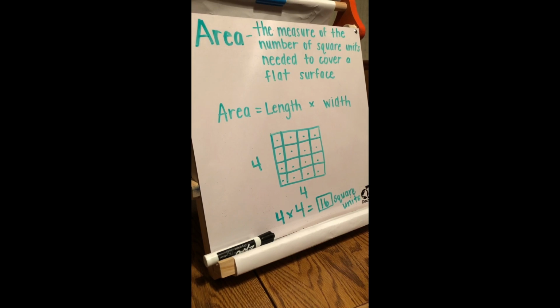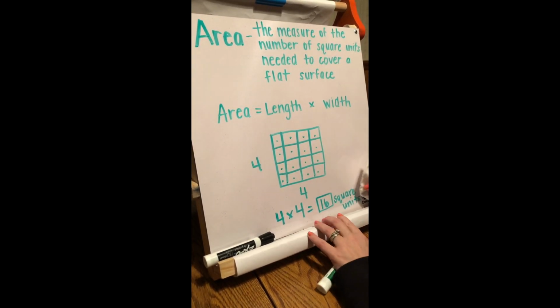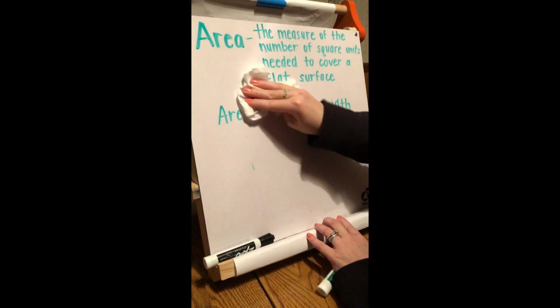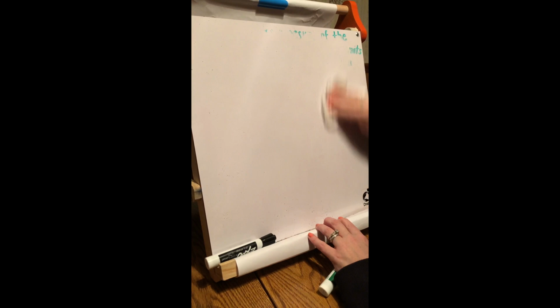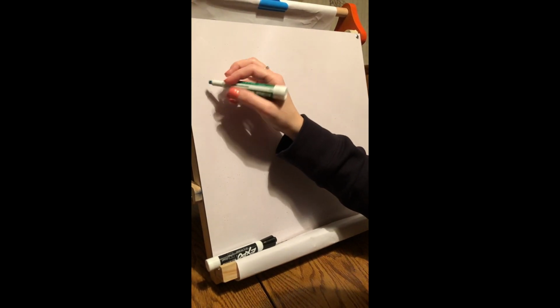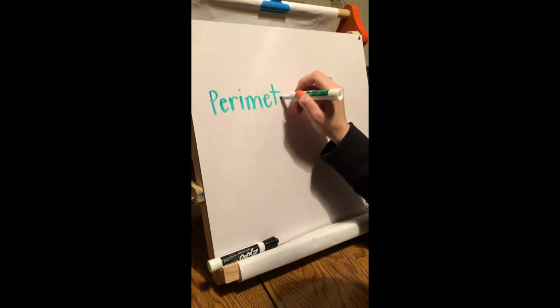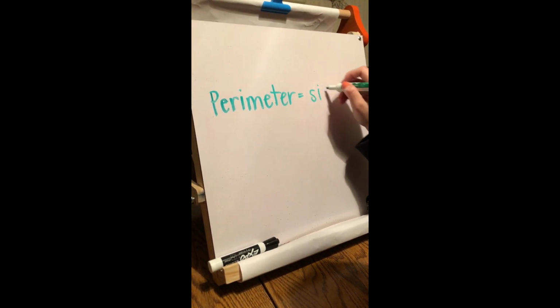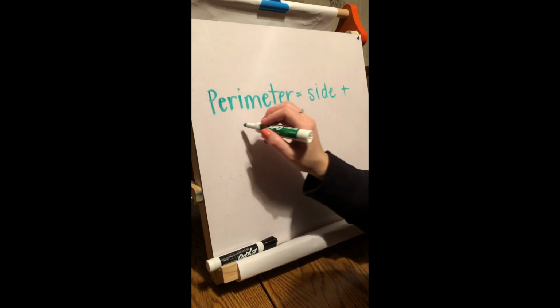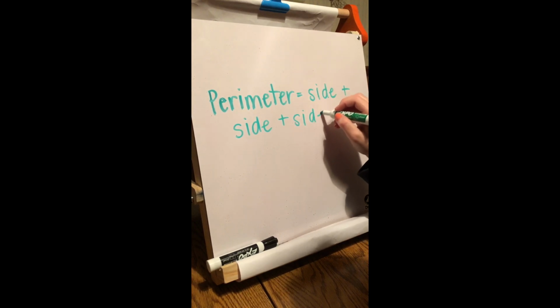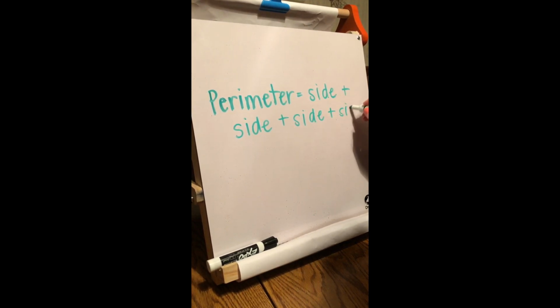So now let's talk about the perimeter of the same shape. So the perimeter is the distance around a figure. So what we need to do for that formula is we need to do the side plus the side plus the side plus our last side.